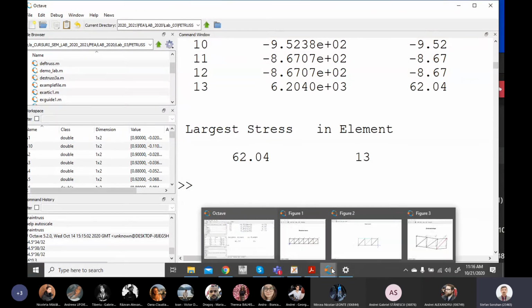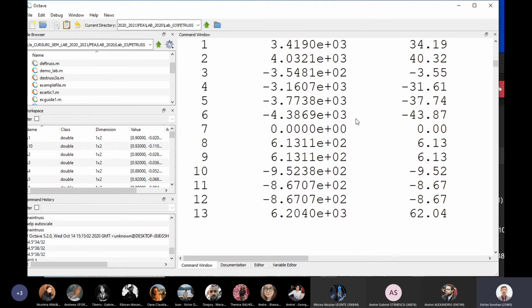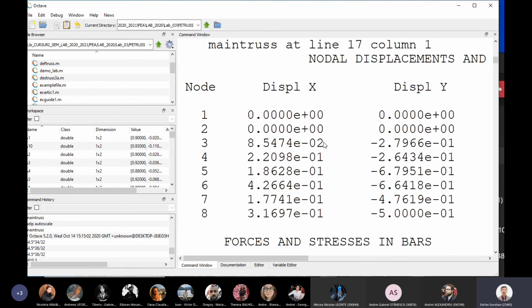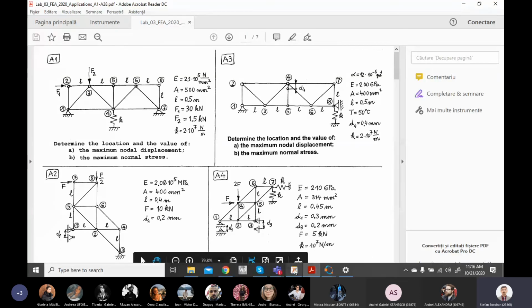If we take a look here, you can see that maximum is somewhere here or here. Here it's 0. And if you take a look here in the nodal displacement, which one is largest? So this is minus 0.5, but this is 6.7. This one is 4, so the maximum is here in this one, node 5. This is smaller, this is smaller. So maximum in absolute value. Neglect the minus.